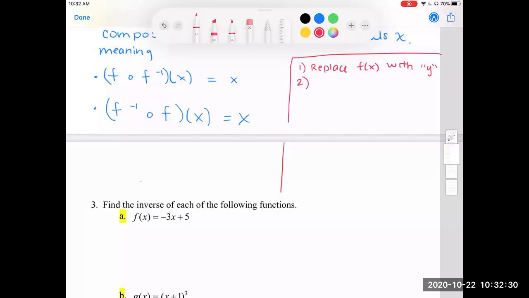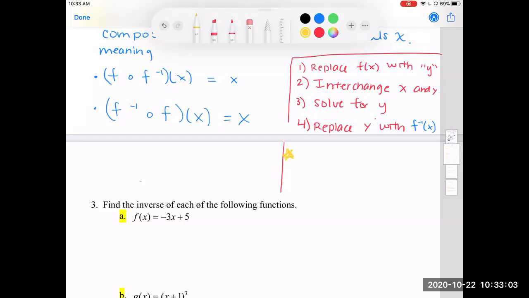Next, you want to interchange x and y. Third, you want to solve for y. And lastly, you want to replace y with the inverse notation. So f inverse of x. So we show its inverse. Now, one initial step that must happen before we do all of this is to make sure that it's 1-to-1.